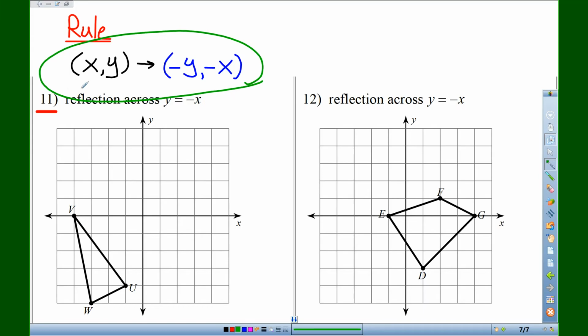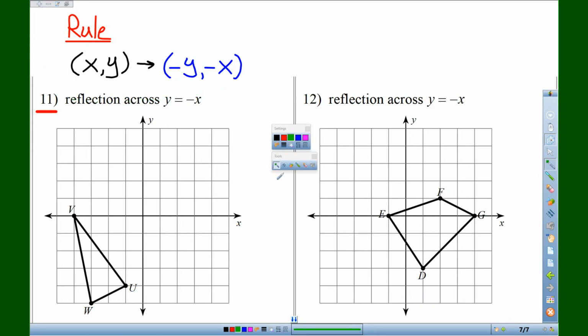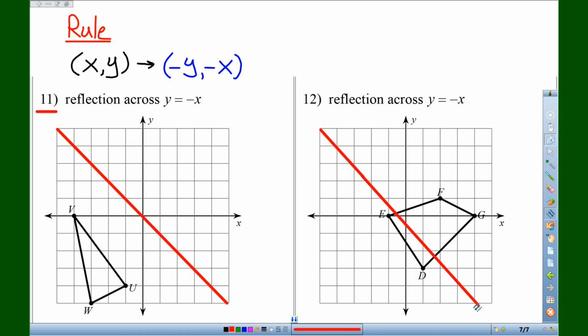Okay, and we'll get back to this rule in just a minute. But if you guys remember, the line of y equals -x is this line that goes down from left to right. Okay, but the big thing is applying the rule.